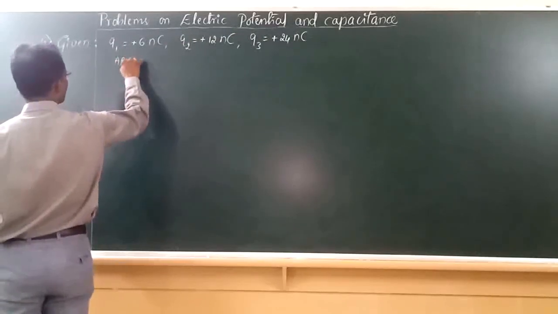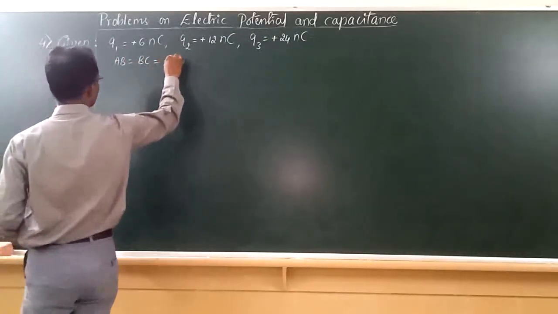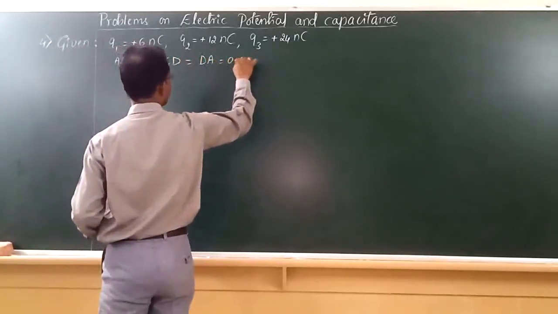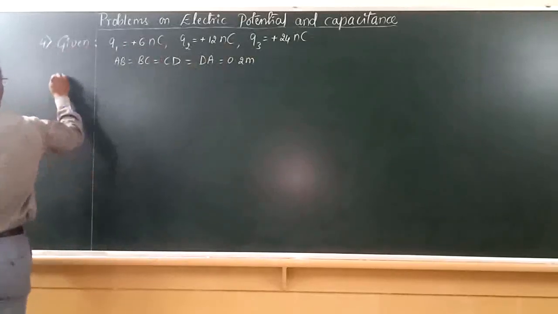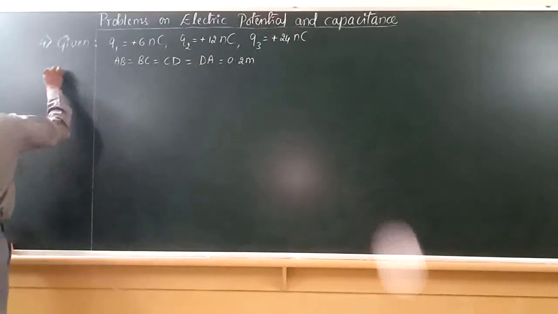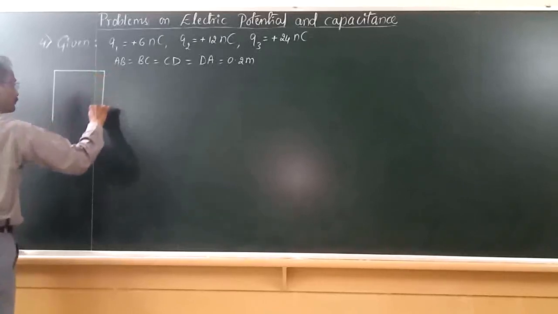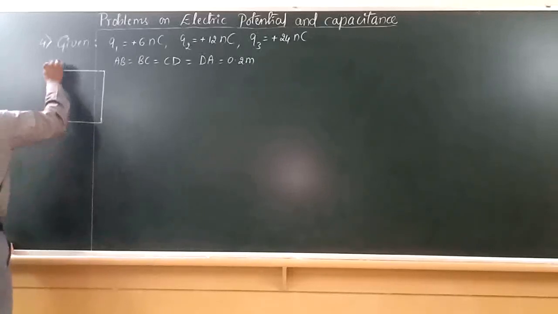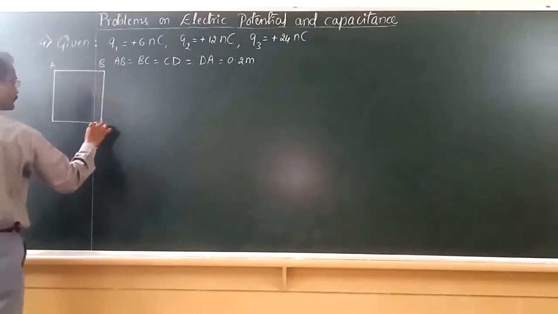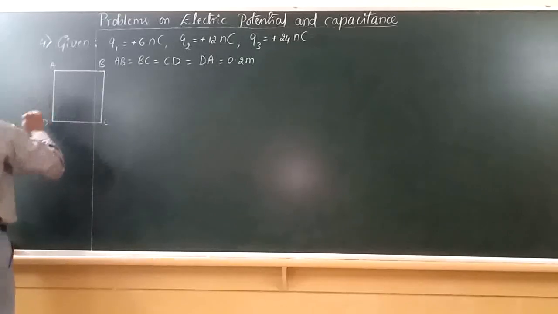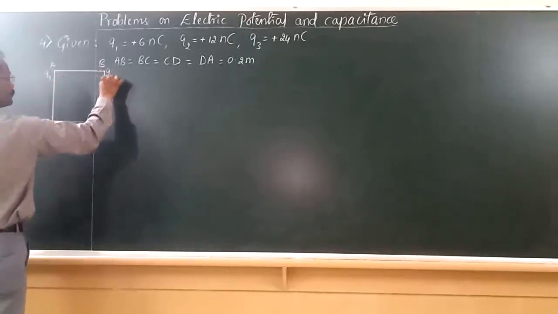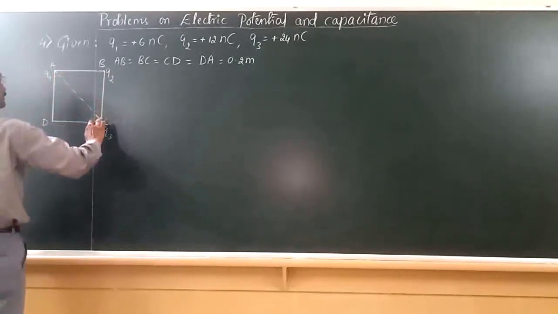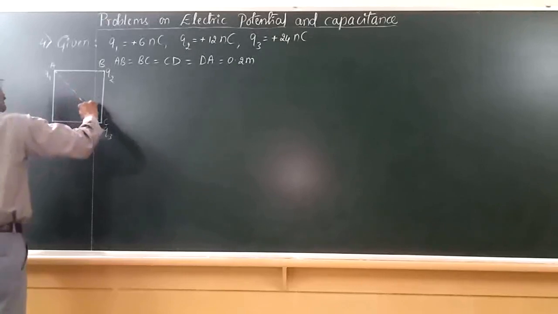AB is equal to BC is equal to CD is equal to DA, which is 0.2 meter. It is a square ABCD. Q1, Q2, Q3 are placed at corners A, B and C.